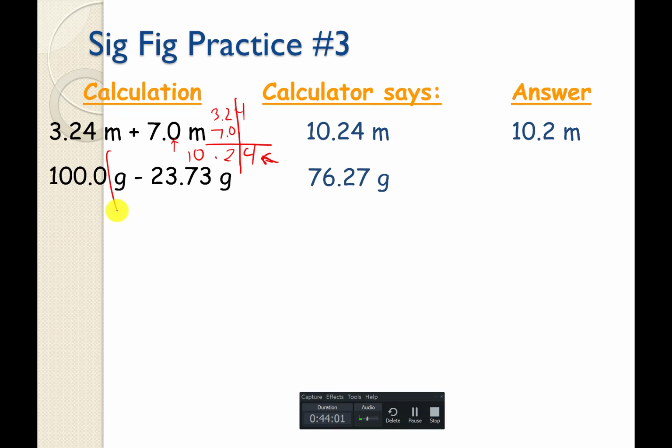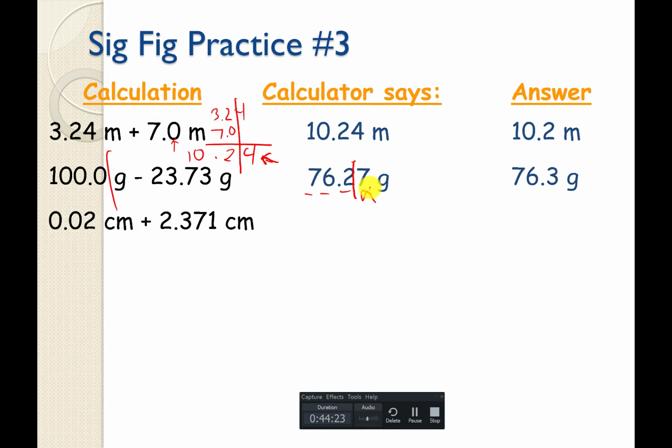Okay, so we know that our answer can only go up to the 10th place. So it can only be these 3 digits, but we can use this for rounding purposes. It is 5 or greater, therefore we round up. So our answer is 76.3 grams. All right, you try this one.